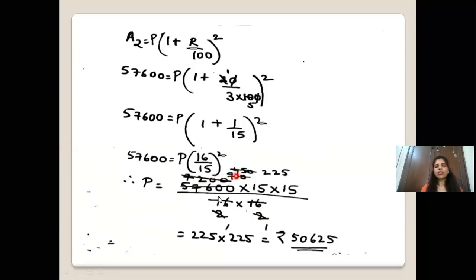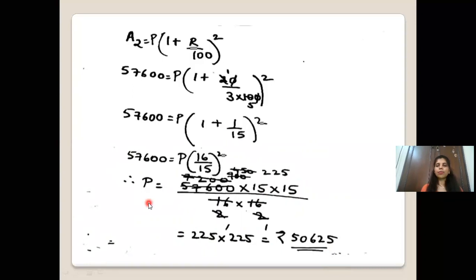Now this 900 is divisible by 2. So 2 1s are 2, 2 4s are 8, 1 carry over, 2 5s are 10, 0, 450 over. Again, as the units place is 0, it can be divisible by 2. So 2 1s are 2, 2 2s are 4, 2 2s are 4, 1 carry over, 2 5s are 10. So now you have got 225. 15 into 15 is 225. Multiply 225 and 225, you get 50,625. So that is the principal.